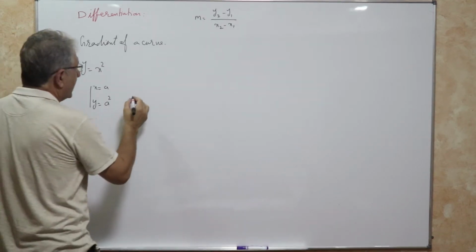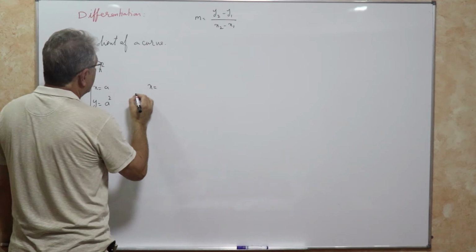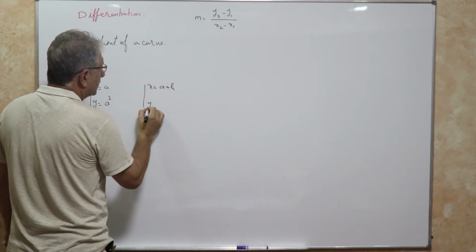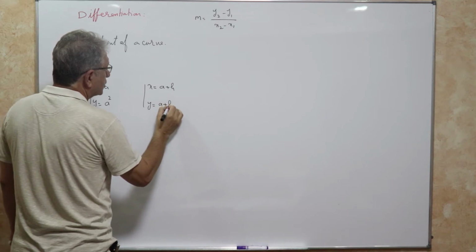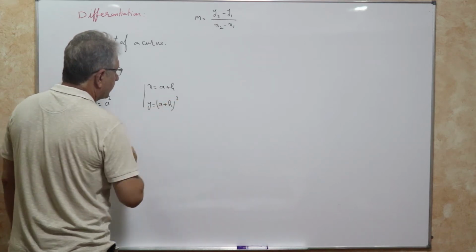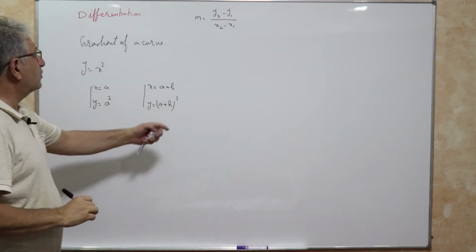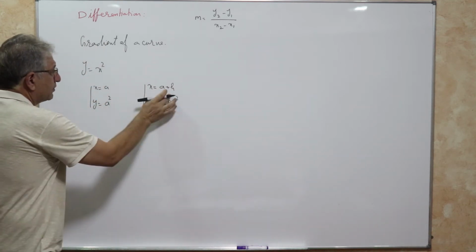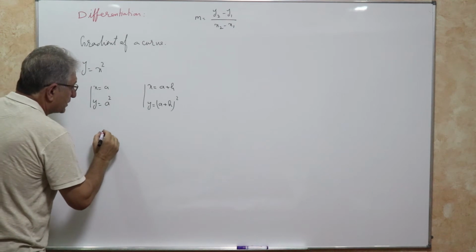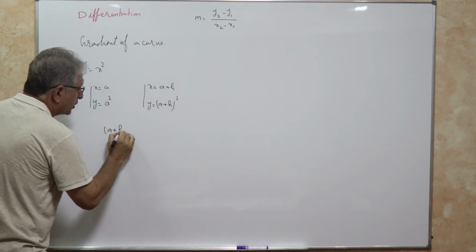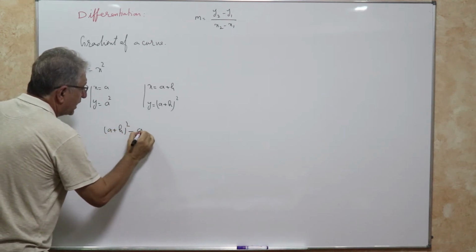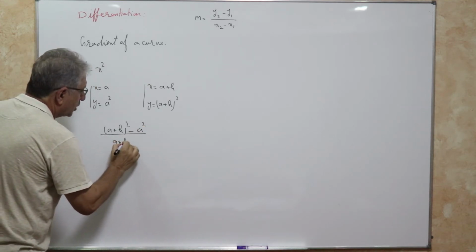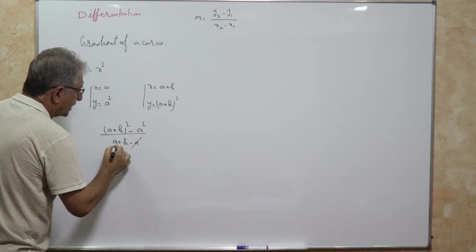And let us choose another x value which is a plus h, then the y value will be a plus h squared. Now, let us follow the same formula and see what we are going to get. This minus this divided by this minus this. Therefore, this is a plus h squared minus a squared divided by a plus h minus a. So this cancels this.